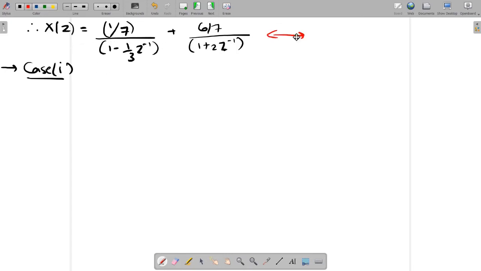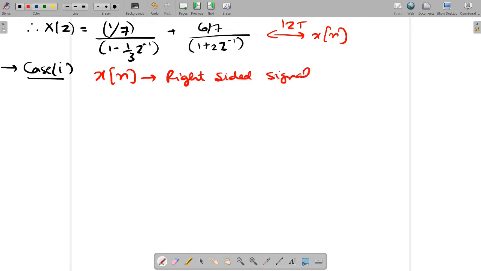If you take the inverse z transform, you will get x of n. So in the first case, x of n is a right sided signal. Right sided means u of n. I'll take the inverse z transform of this. So X of z will give me x of n. 1 by 7 upon 1 minus 1 by 3 z inverse. So what do we have with us?